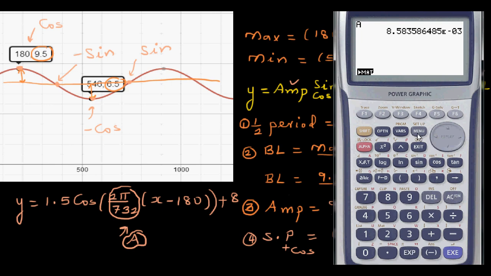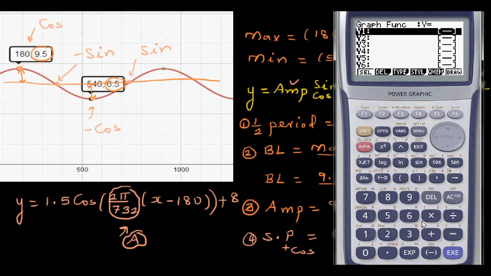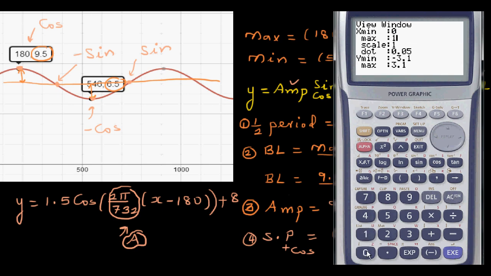Now I can go back to graph, and I'm going to type in 1.5 cos bracket alpha A bracket x minus 180, two brackets, plus 8. I'll go up to 1000, so on the x-axis I'll go from 0 to 1000 at a step of, say, 100, and on the y-axis I only need to go up to 9.5, so let's go 0 to 10, scale of 1 would do, and draw the graph.